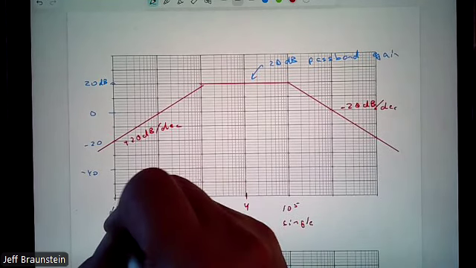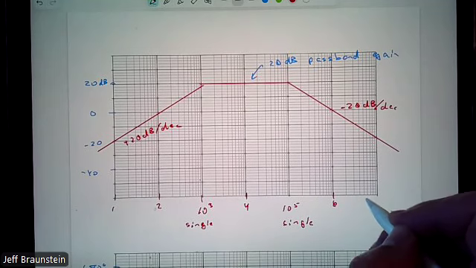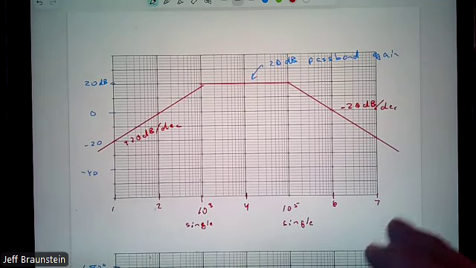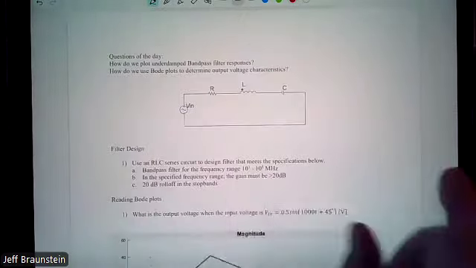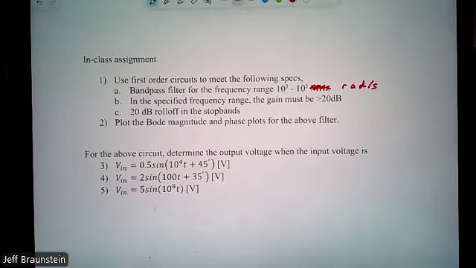You mean 20 times log? Log of 10 is 1. Yeah. Does that make sense?